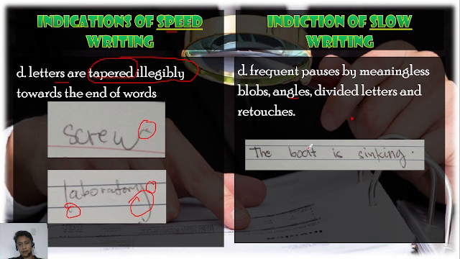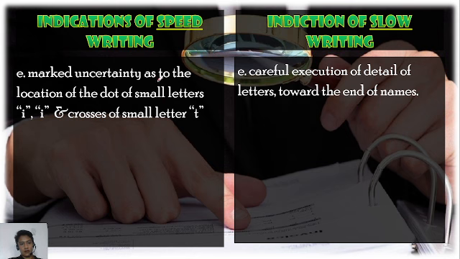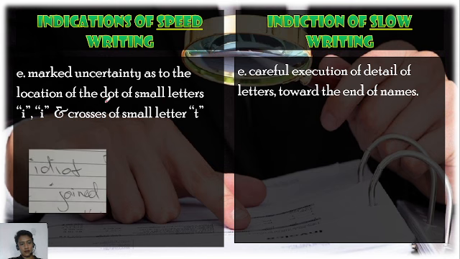I mean, not as in papalit-palit, okay, but maybe as to the, it is same, okay, or in proportion. We have here divided letters, hindi magkakadugtong, okay, and retouches, or there is an act of retouching, right? And we have here also mark uncertainty as the location of the dots. Okay, medyo naulit lang siya kanina. And katulad na rin po ng letter T.